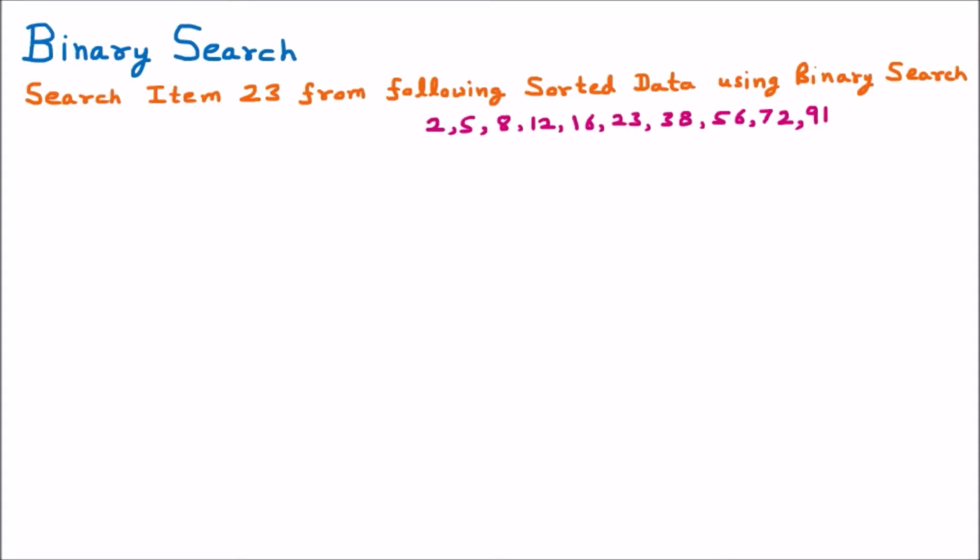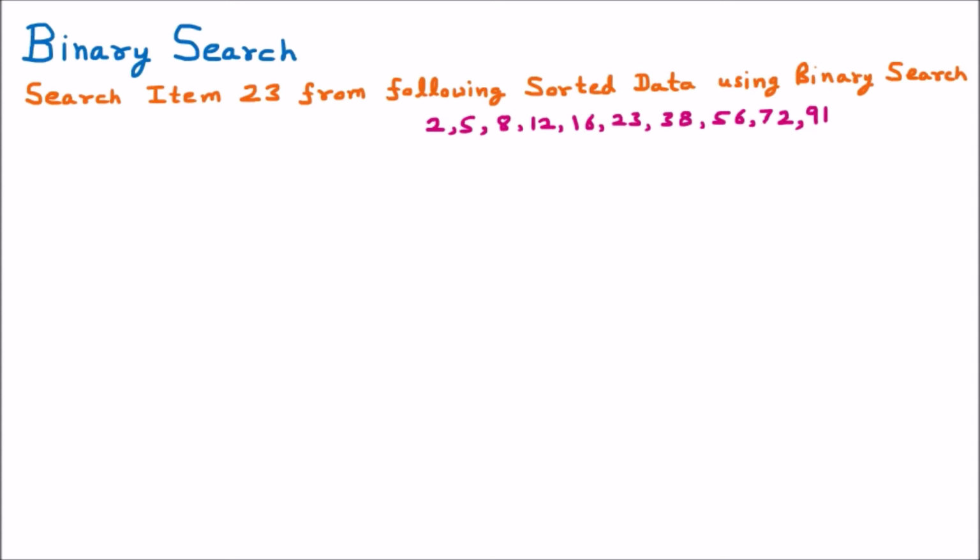Now we are learning the binary search. Binary search is a searching technique by which there are some elements given to us, and out of those elements we have to find out the element which we want. To understand the binary search, we are taking this example here. So the example is: search item 23 from the following sorted data using binary search.